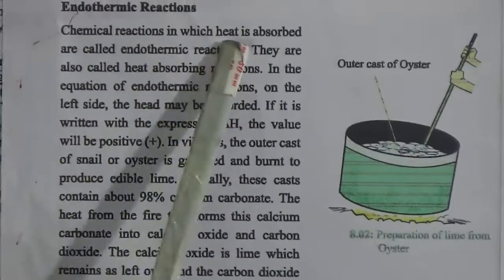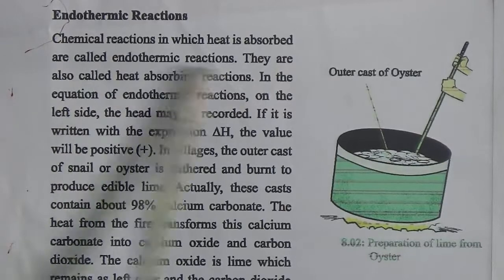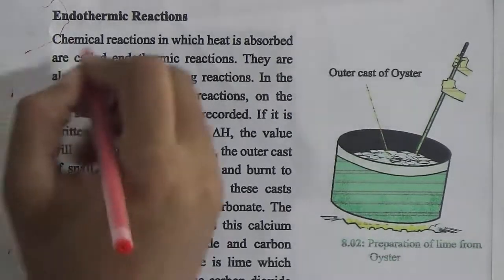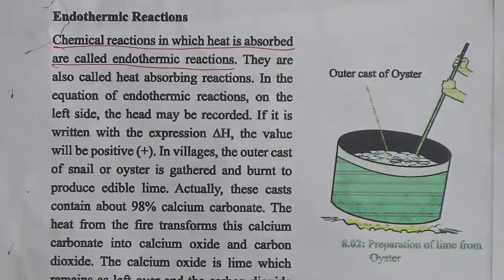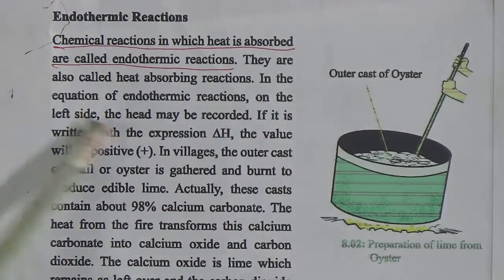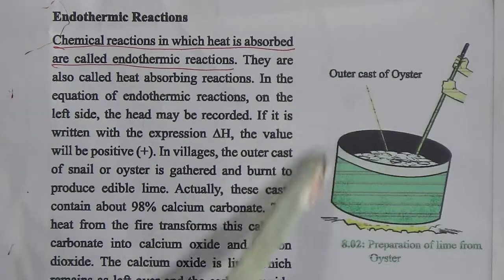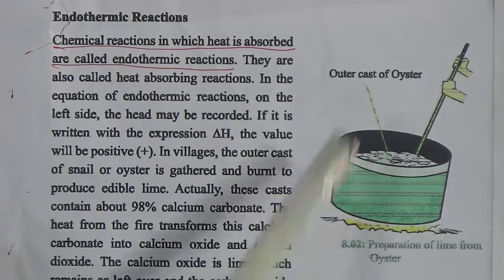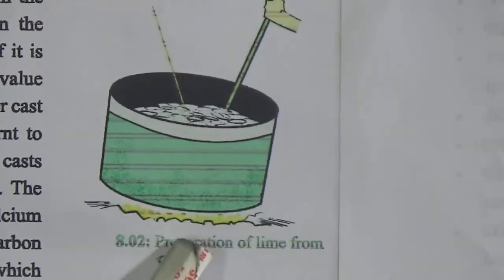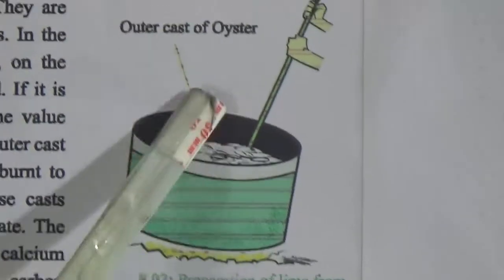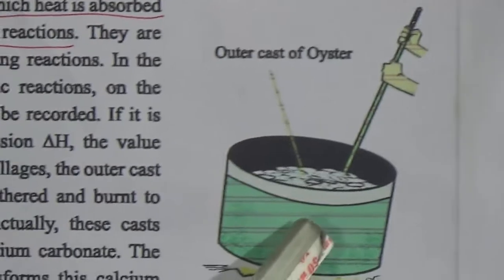The chemical reaction in which heat is absorbed is called an endothermic reaction. This is the definition of endothermic reaction, dear students. And we know in the endothermic reaction the value of del H will be positive. Look, this is the picture of preparation of edible lime from the oyster, and look, this is the fire. We have to apply the heat to make the lime from the oyster.